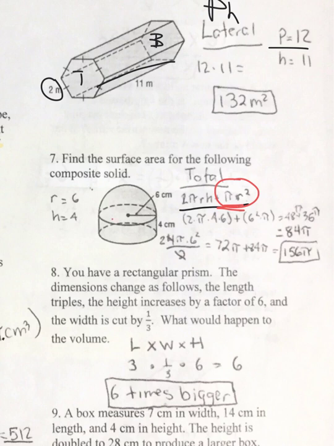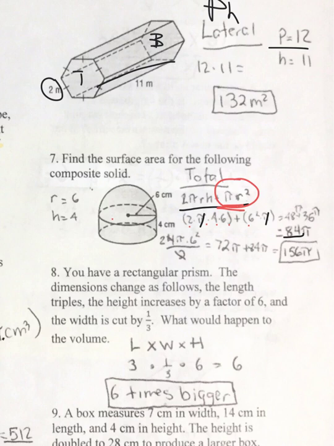So radius is 6, height is 4 for the cylinder. 2 pi RH plus just regular radius squared pi. I didn't multiply pi through in these, of course. So the first part, 2 times 4 is 8. 8 times 6 is 48. 6 squared is 36. 48 plus 36 is 84. That's the cylinder part. And then surface area of a sphere is 4 pi r squared.